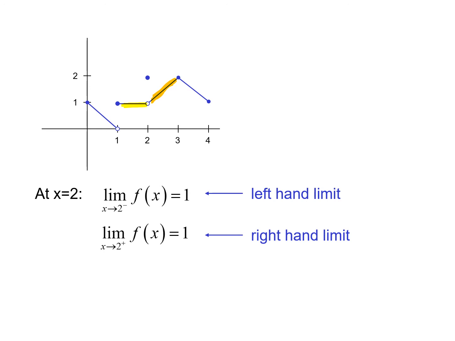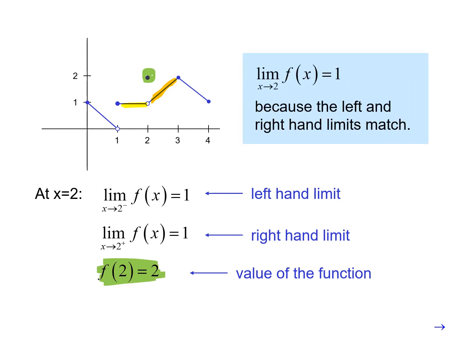But what is the value of f of 2? Because notice there's an open circle there. So the value f of 2 equals 2. Again, we have this dot up here. So that's where this is coming from.